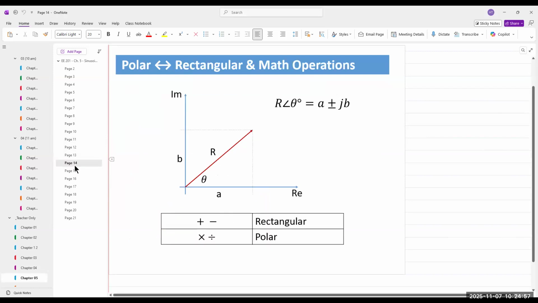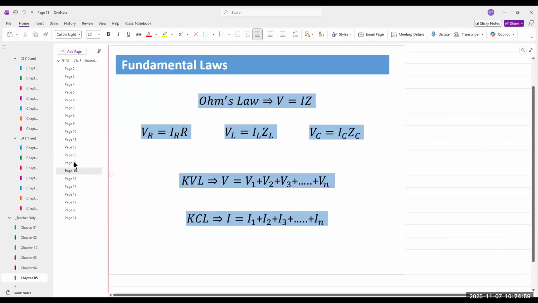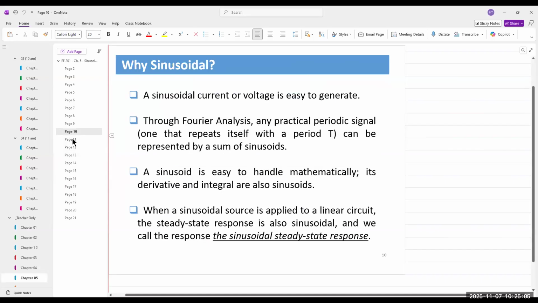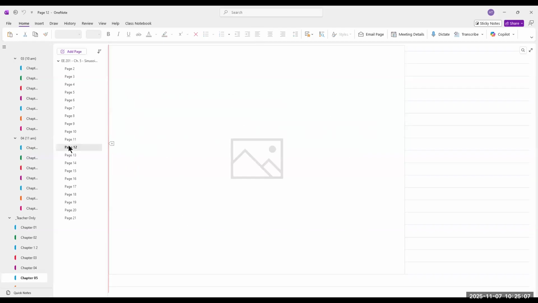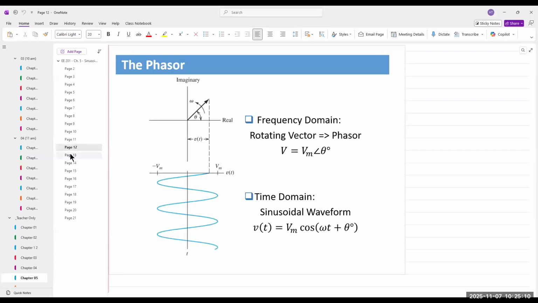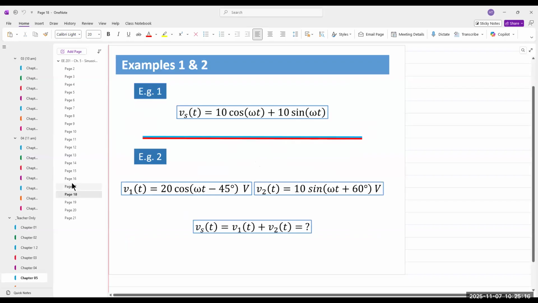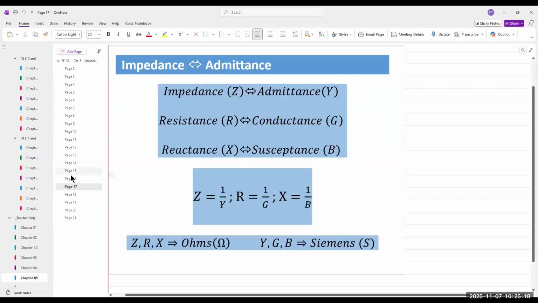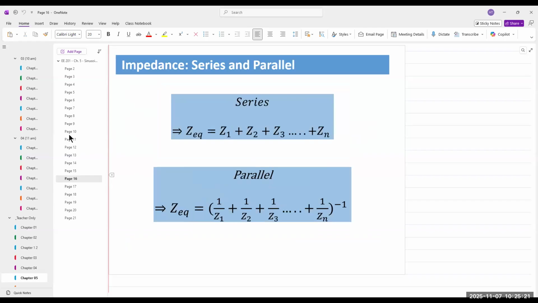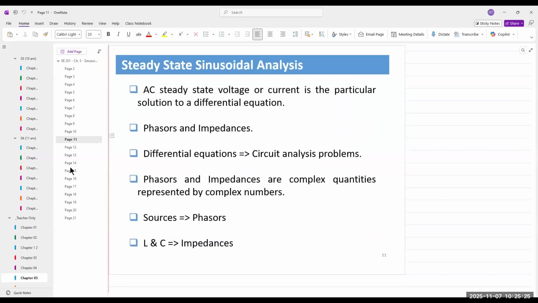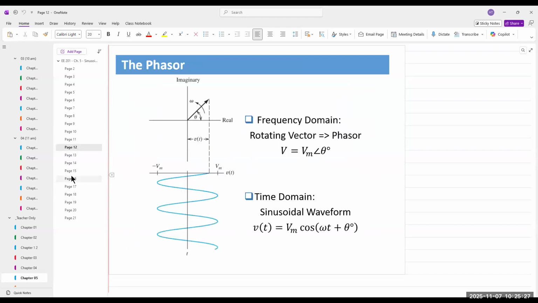So there are two slides here. Have you reviewed all of these? Okay, all right. So let's just talk about that a bit. I'm going to just copy out these slides. Phasors all the way up to impedance, series, parallel, and those are the examples. So up to page 16. All right, 5 pages.